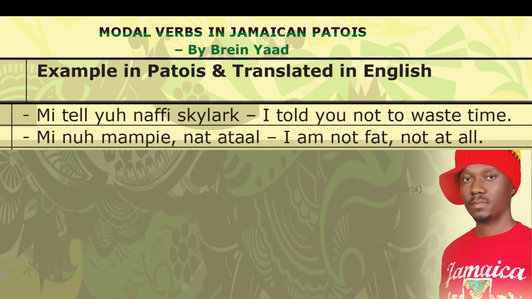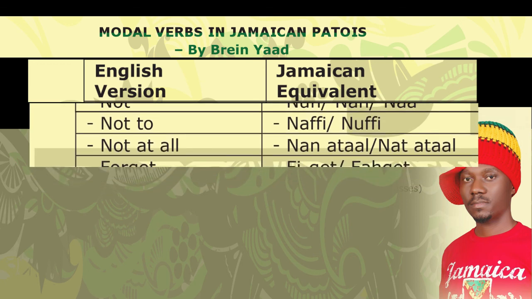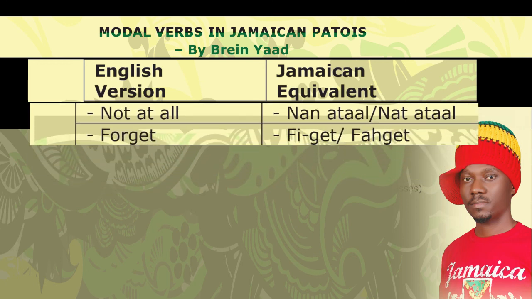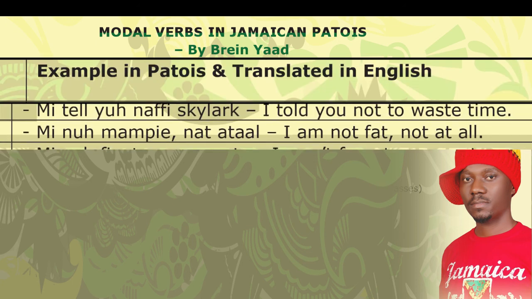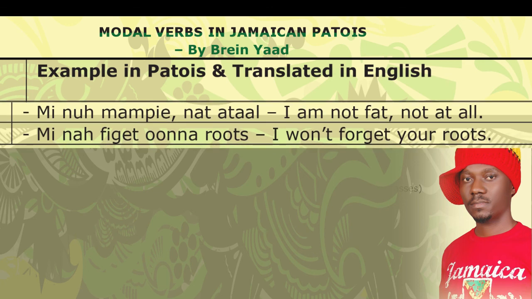And then, lastly, under modal verbs, forget or forget. Instead of saying forget, we say forget or forget. And an example, we simply say, me na forget una roots. Me na forget una roots. I won't forget your roots.